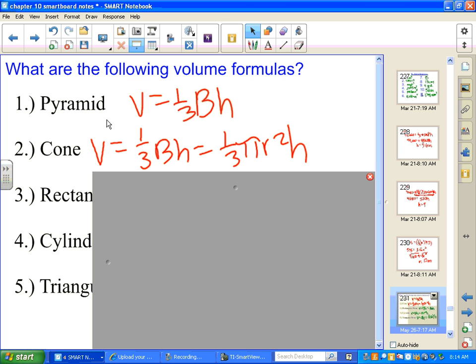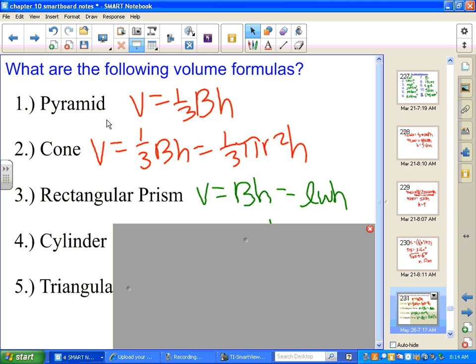Good, and I put the area of the base of a cone is pi r squared. So I put the specific version up there just in case. Briar, how do you find volume of a rectangular prism? Good, area of the base times the height. I also put length times width times height there.